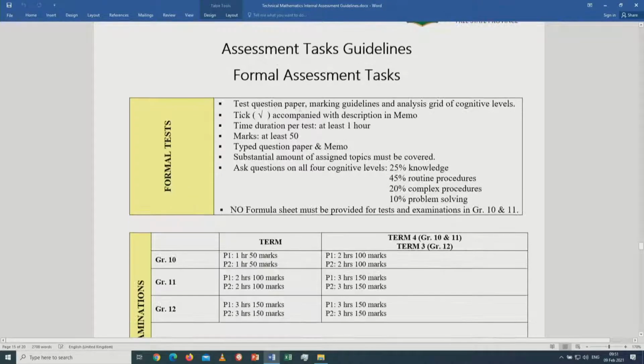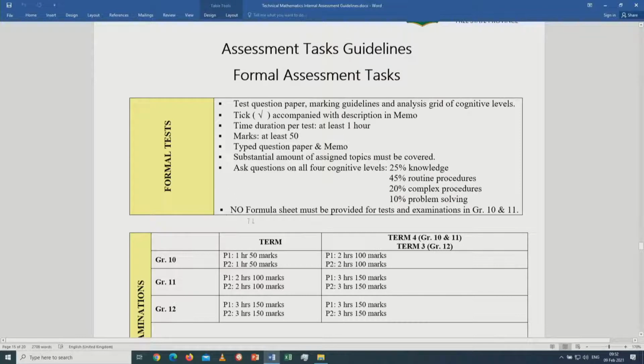Like I indicated here, the test question paper, marking guideline, analysis grid of cognitive level. Analysis grid, very important. Please, analysis grid, that is where you indicate question 1, 1.1, 2 marks. Which level? It's level 2. Such things, that is an analysis grid, because it will also help you to check if there is adherence to cognitive levels, like I indicated earlier. 25% knowledge, 45% routine procedure, 20% complex procedure, 10% problem solving. You see, I said it before, that you have 70% between knowledge and routine procedure.